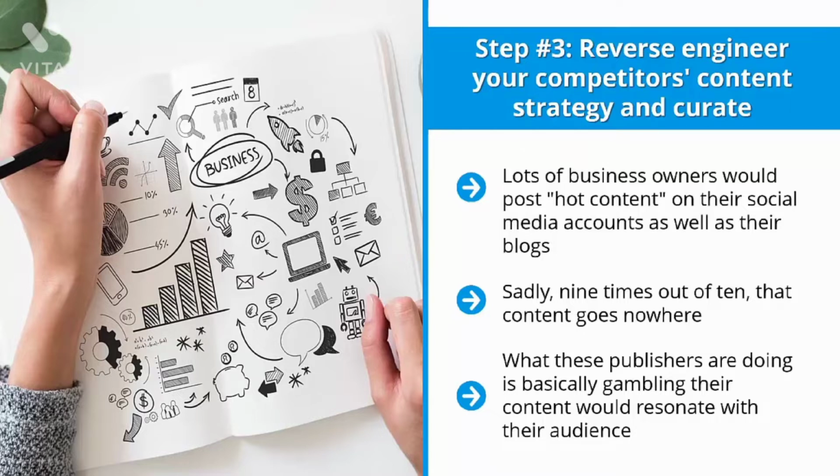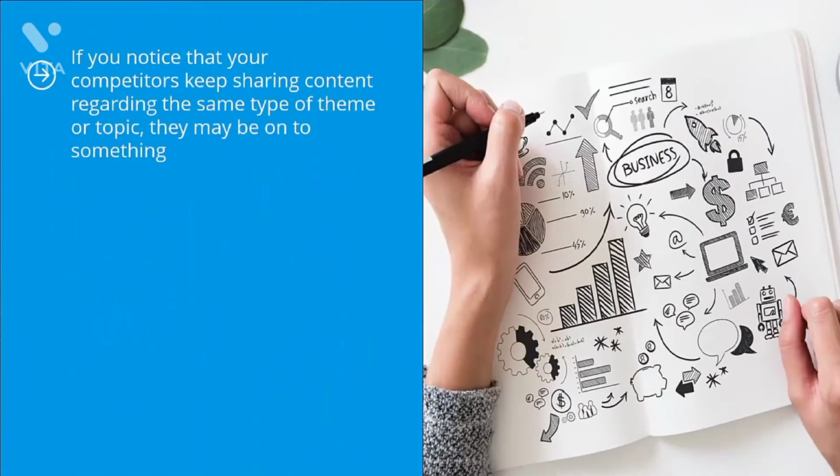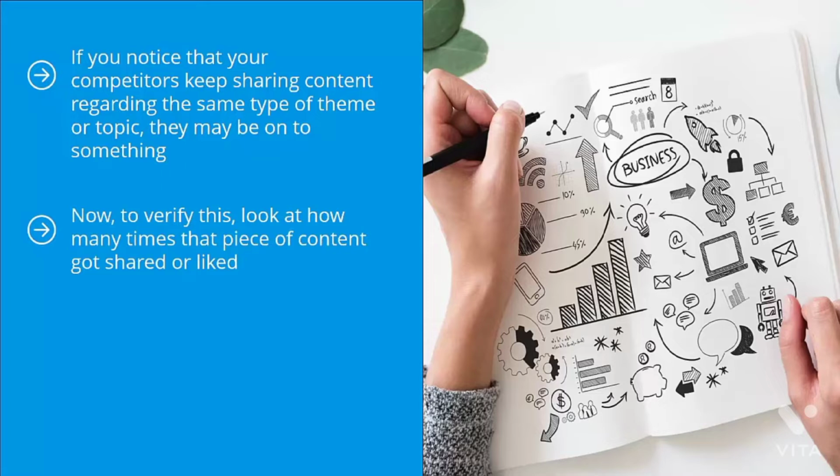Don't do that. Instead, pay attention to what your competitors are doing and look for patterns. If you notice that your competitors keep sharing content regarding the same type of theme or topic, they may be onto something. They wouldn't waste all this time, effort, and energy talking about the same stuff over and over unless, of course, it connects to their audience at some level or another and produced results. Now, to verify this, look at how many times that piece of content got shared or liked. That should give you some sort of objective proof that this content actually resonates with your target audience members.